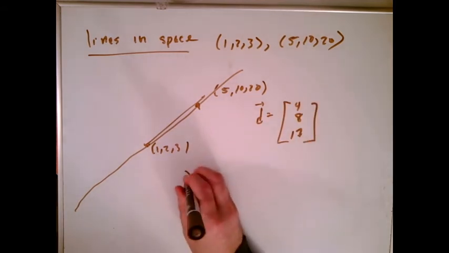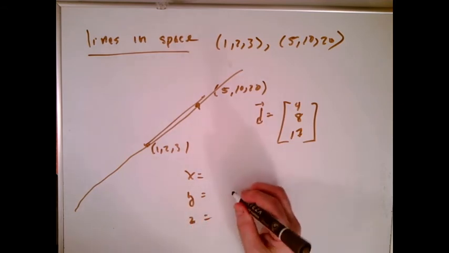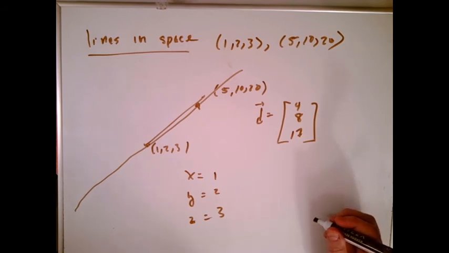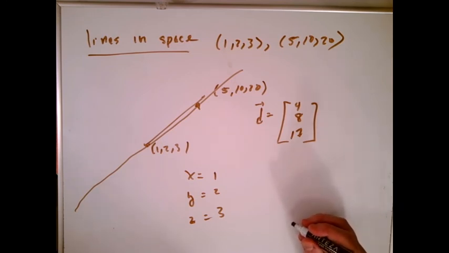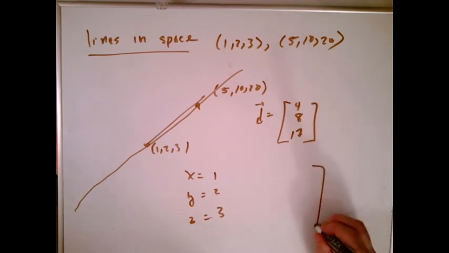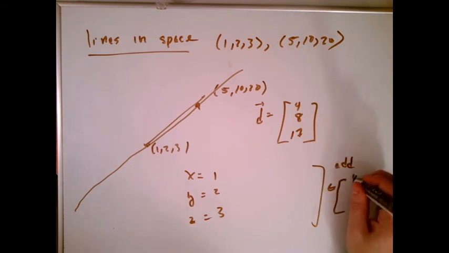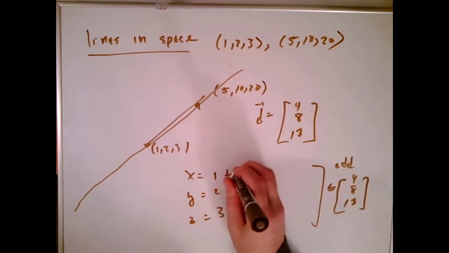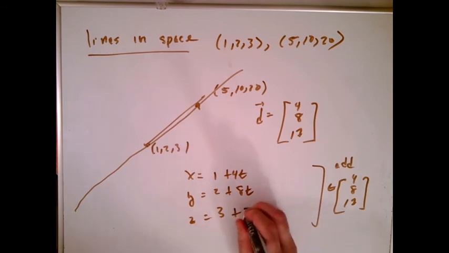And so I can write down equations for x, y, and z. I know I want to start at the point 1, 2, 3, so I go 1, 2, 3 like that. And I know to get to any other point on the line, I add a multiple of 4, 8, 17, right? So I want to add any multiple, so I'm going to use t for the multiple of 4, 8, 17, which means that x is going to be 1 plus 4t, y is going to be 2 plus 8t, z is going to be 3 plus 17t.